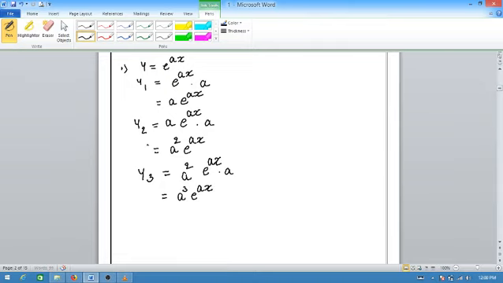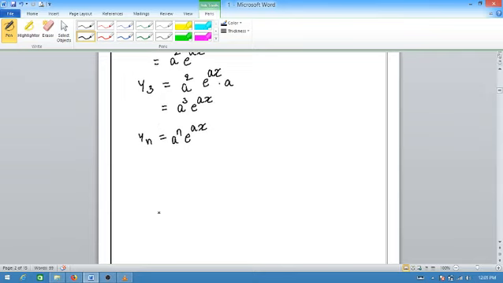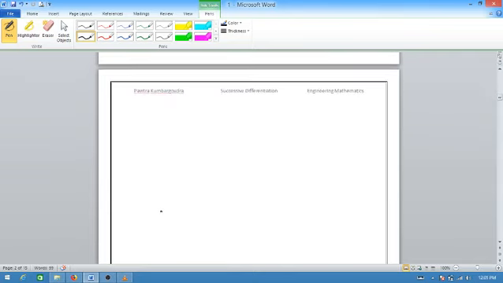So therefore if I continue like this, we will get yn is equal to, y1 contains a into e to the power of ax, y2 is a square into e to the power of ax, y3 is a cube into e to the power of ax. So therefore yn is a raised to n into e to the power of ax. So this is the nth derivative for e to the power of ax. So move on to the next function.